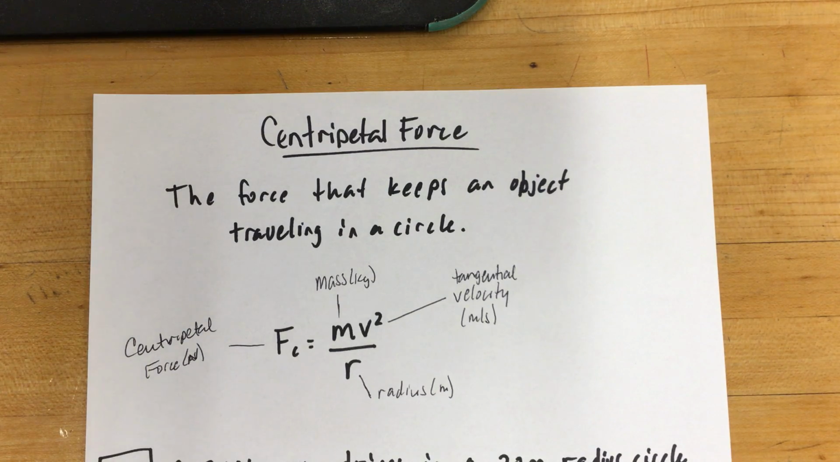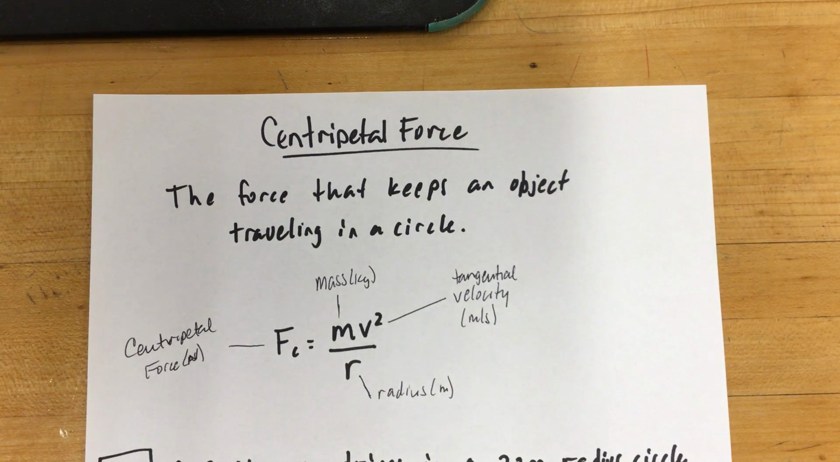Looking at centripetal force. Centripetal force is the force that keeps an object traveling in a circle. Sometimes it'll say centripetal force, sometimes it will say the tension on a string or the friction on the road. Anything that is keeping that car or that object from flying off the track is your centripetal force.